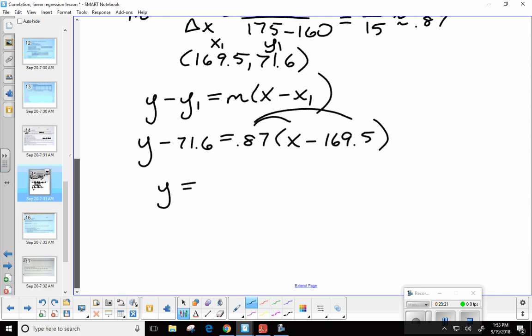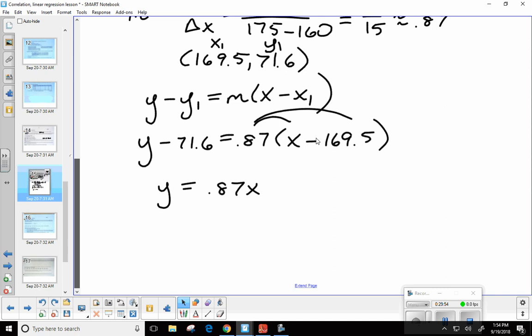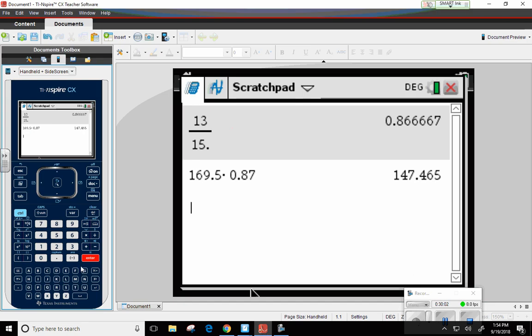Well, 0.87 times x will give me 0.87x. Now I got to figure out what that is, because off the top of my head I don't know. So I will come over here, and you guys probably are going to be able to get that faster than I can. 169.5 times, it was 0.87, right? Now this is 147.465, but I also want to go ahead and do what? Add the 71.6 over.